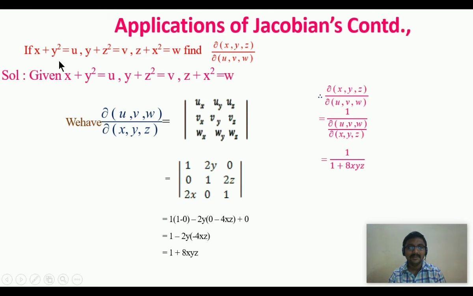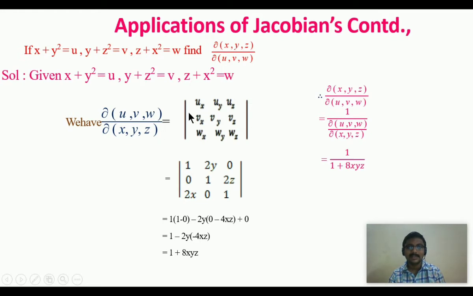Another problem. If x + y² is u, y + z² is v, and z + x² is w, then find ∂(x,y,z)/∂(u,v,w). Now to evaluate this Jacobian, x, y, z must be in terms of u, v, w. But in the problem, the given equations have u, v, w in terms of x, y, z. For this, first we evaluate ∂(u,v,w)/∂(x,y,z).